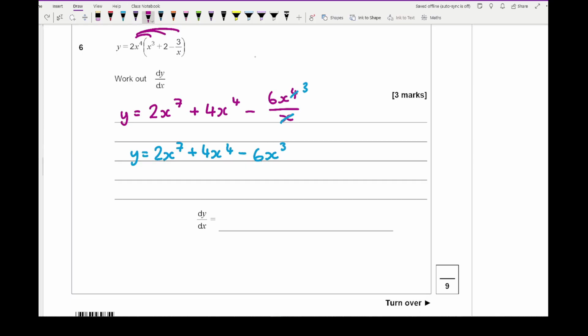And this is where I can now differentiate. So to differentiate, we lower the power by 1 and move the power to the front, lower power by 1. So that's going to be 14x to the power of 6 plus 16x to the power of 3 minus 18x squared. And that there is my answer for that. Oh, should be a minus.